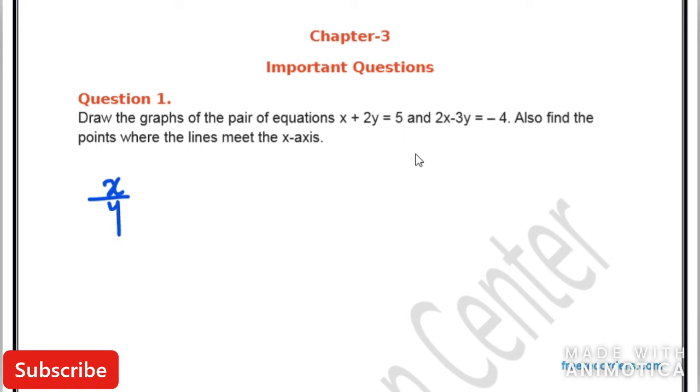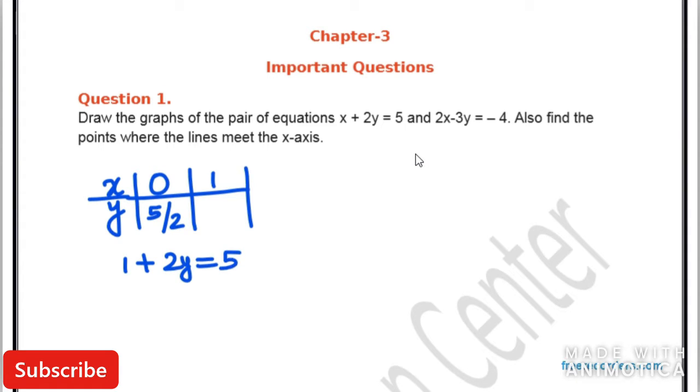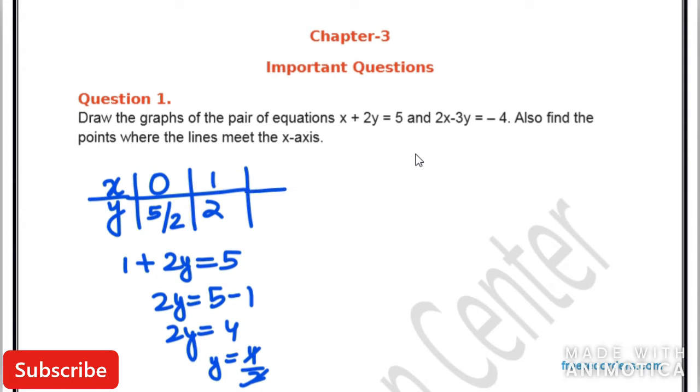So I will be finding for equation 1. I would be taking x as 0 first. So when I take x as 0, y will be 5 over 2. Now I would be taking my x as 1. So it will be 2y equals 5 minus 1, which is 4. So y is 4 over 2, that means 2. Now I would be taking another point, that is y equals 0. So when I take y equals 0, x will be 5.